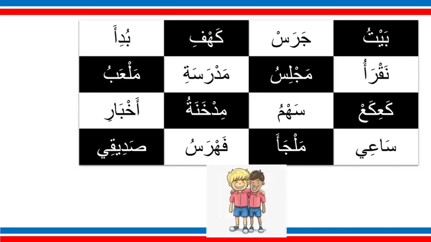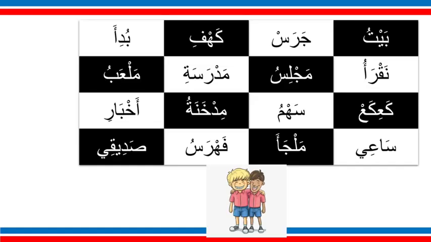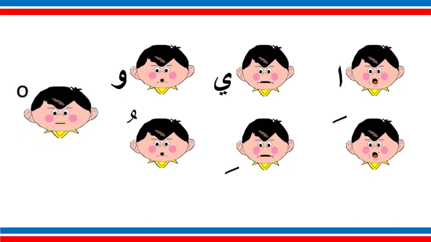صديقي. Now in ساعي I didn't put any sign or any haraka on a and e because they are long vowels, and e in صديقي is also the same. So now I want you to remember that we have three harakat a, e, u, and three long vowels a, e, u, and we have sukun, the stop, where we just make a pause on the letter.